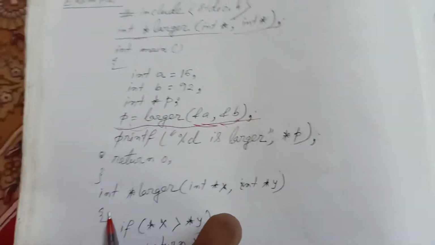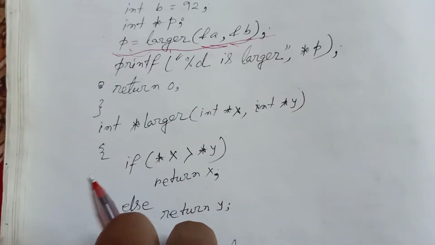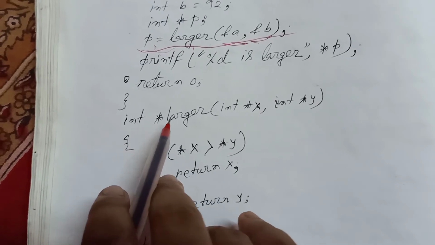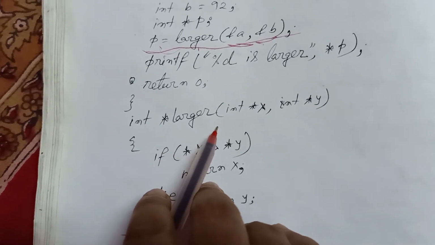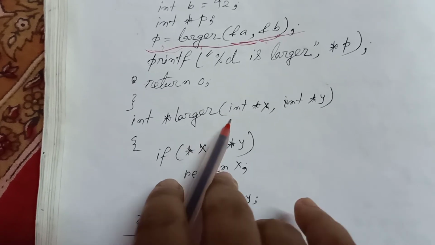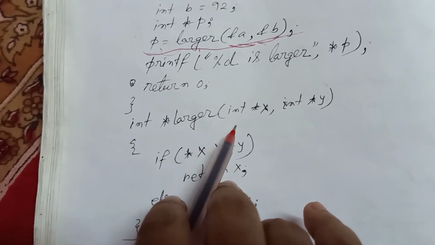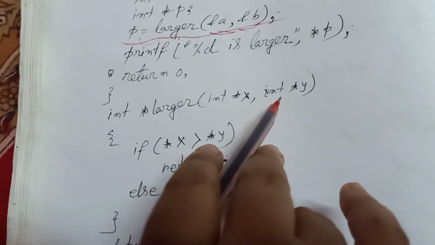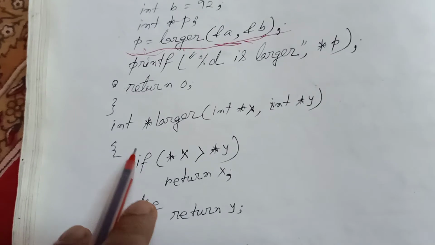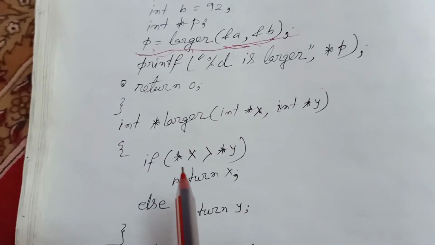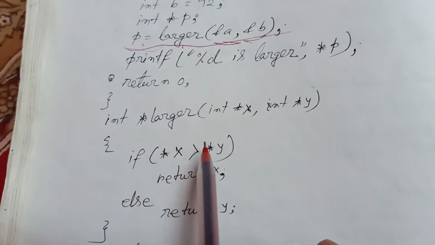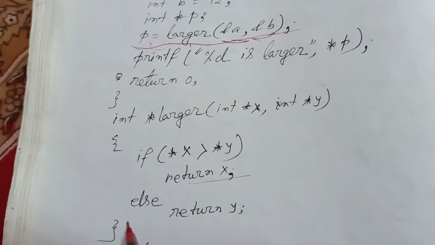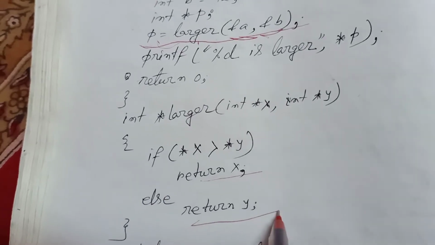Now how do you define this function? By using pointer variables. int *larger. Okay, this is the function, a pointer function. Now within the brackets we mention the arguments int *x and int *y. Now we are comparing these variables. If *x is greater than *y, then it returns x, otherwise it returns y.